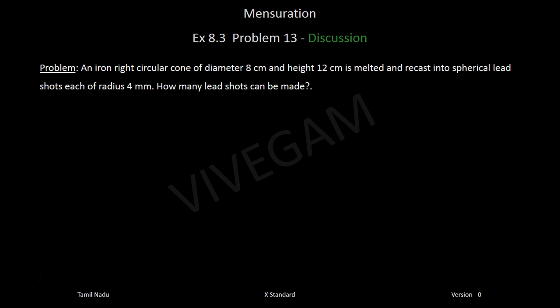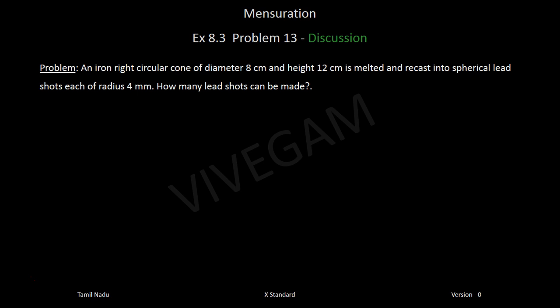So what is happening here is that you have an iron circular cone whose diameter is 8 cm, height is 12 cm. It is melted and recast into lead shards of radius 4 mm, and we are asked to calculate how many lead shards can be made. Again, the volume of the cone will be equal to the volume of a sphere times the number of spheres. The volume will remain the same. Actually, it's a mass, because the density is the same. It is a volume which we need to take here. So that's the key clue which you need to use here.